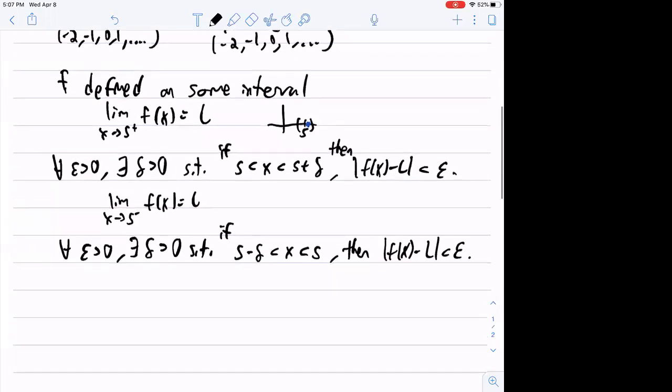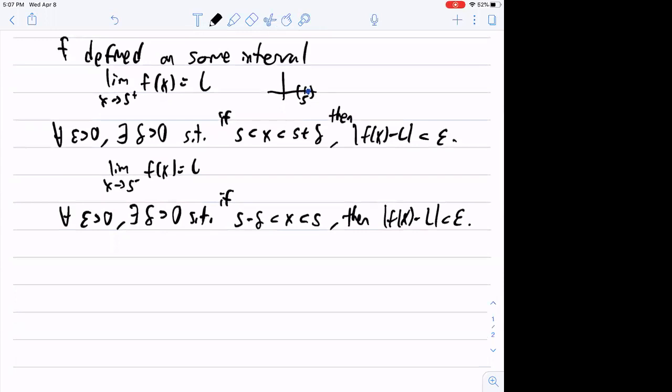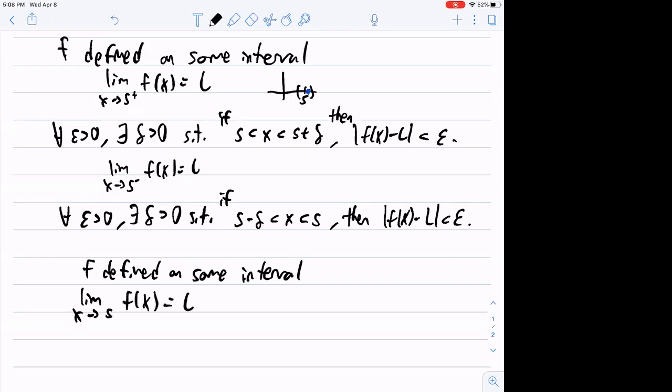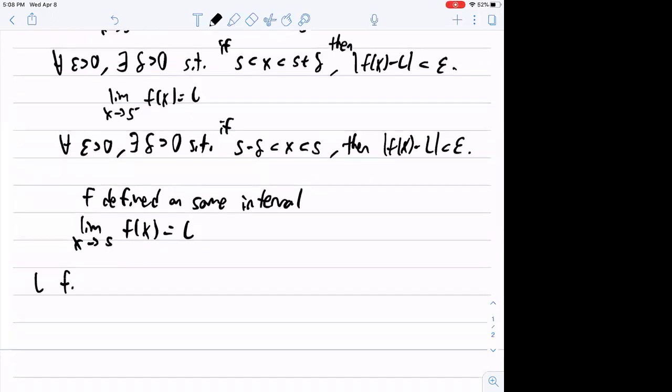Any questions so far? Okay, so now let's go over, instead of left and right, all the other possibilities. Again, for the purpose of this class, f will be defined on some interval. You're not going to have some weird set f is defined on. So let's consider this case. L finite first. So if L is finite, s finite.